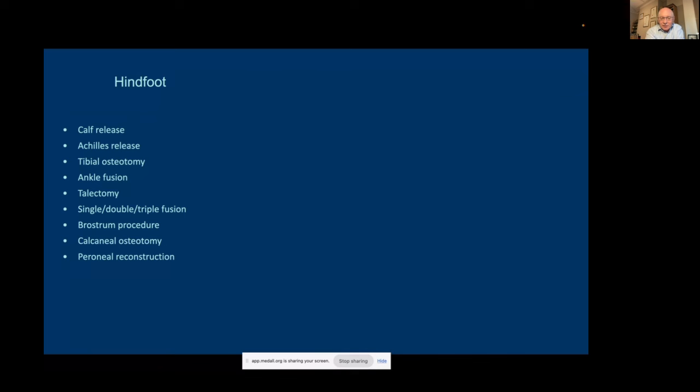So I'm going to go through, a la carte, my menu of choices. And this is probably most of the things that I would consider useful when thinking of what hindfoot procedures I will use, whether it's things around the Achilles, calf release, osteotomies, fusions, double, triple fusions, peroneal tendon surgery. So that's all the hindfoot stuff. I'm using artistic license to differentiate between hind and midfoot. I'm not saying there's a strict border.